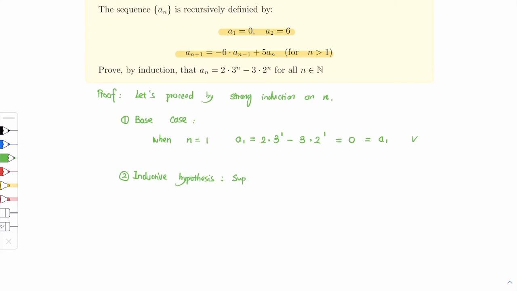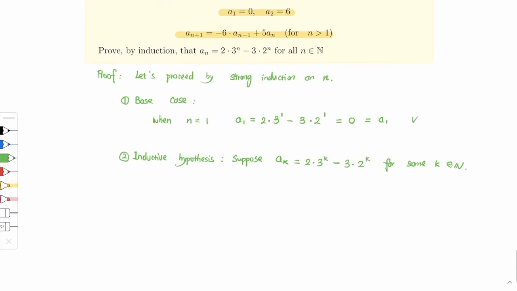Suppose ak equals 2 times 3 to the k minus 3 times 2 to the k for some k in natural numbers. Suppose we don't know if it's strong induction or not. I'm just going to write a normal induction, and I want to show you when you can know you need a strong induction. So let's do the inductive step.